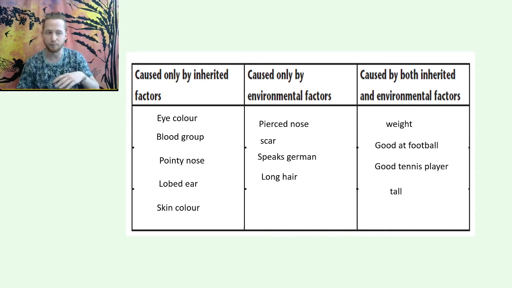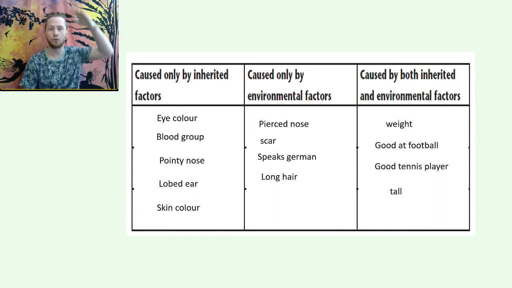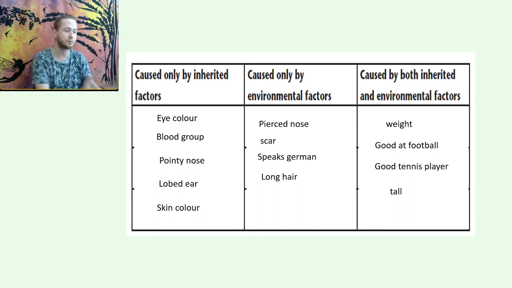Whether you're good at football or not can be based on genetics. So do you have the genetics to grow muscles in a certain way, but also have you been practicing football? The same thing is true with being good or bad at tennis, and also how tall you are. If you're particularly tall or particularly short, that's based on your parents, but also based on the food that you eat and the exercise that you might do in life.